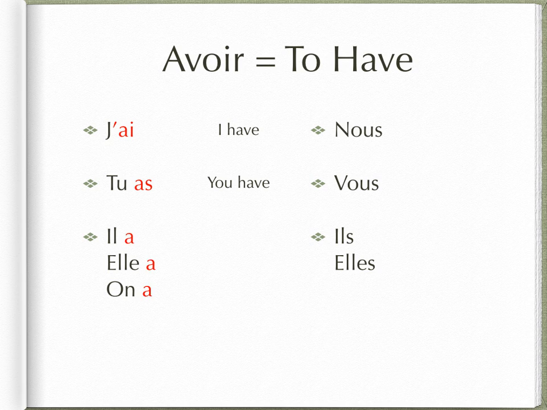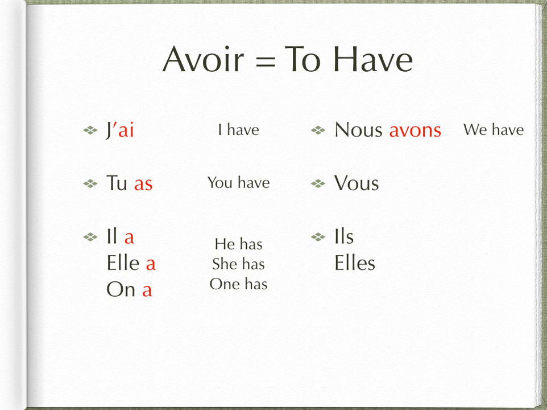And then all 3 of these take the exact same conjugation. This is how we have 9 subject pronouns, but only 6 conjugations. Il a, he has. Elle a, she has. On a, one has. Note that tu as and il a, elle a, on a, they're all pronounced a. However, they are spelled differently, so make sure that you keep those straight.